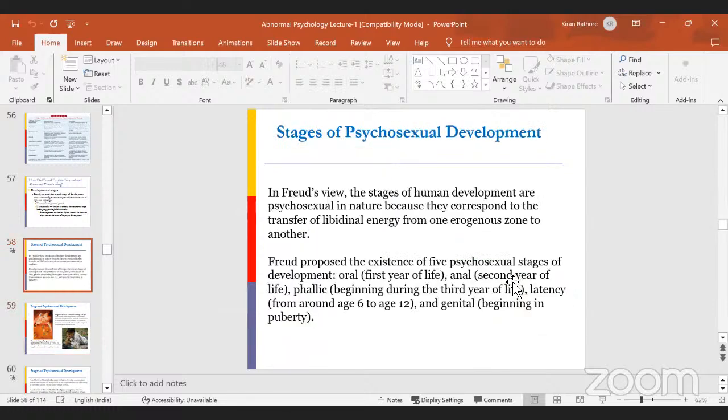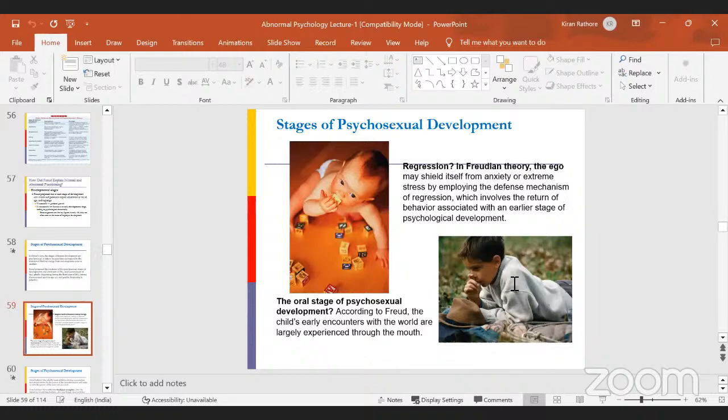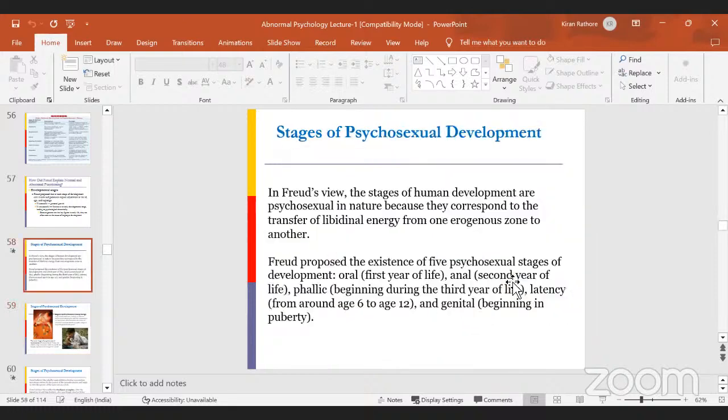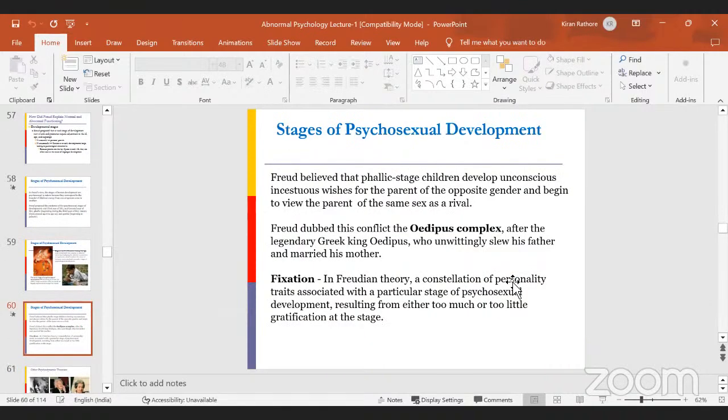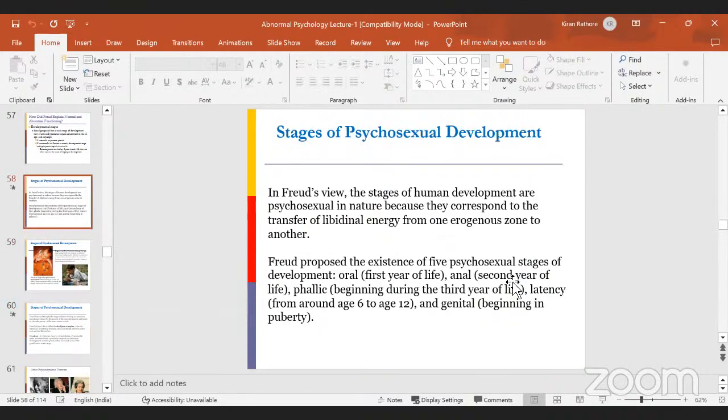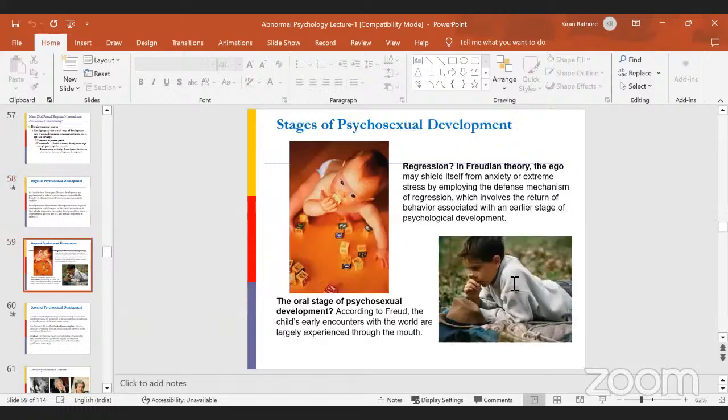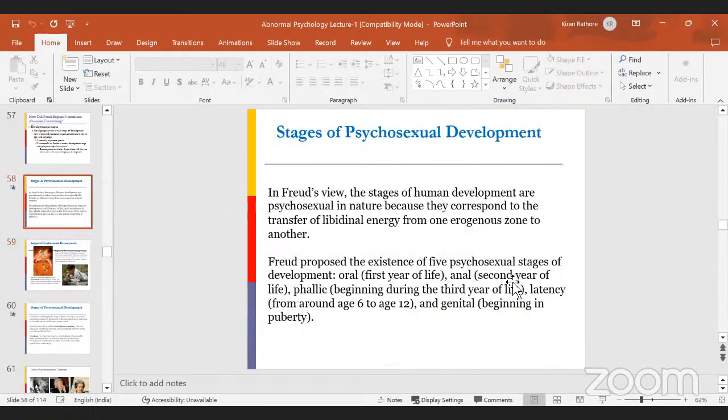So during the oral stage, the child is only concerned with feeding, and his erogenous zone is the mouth. Everything the child finds on the floor or anywhere, the child will put into the mouth. After this comes the anal stage. Here, learning toilet training is very important.